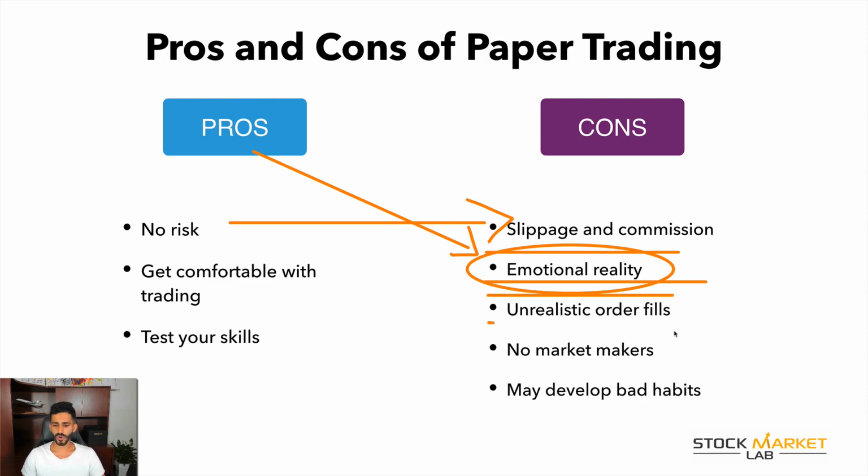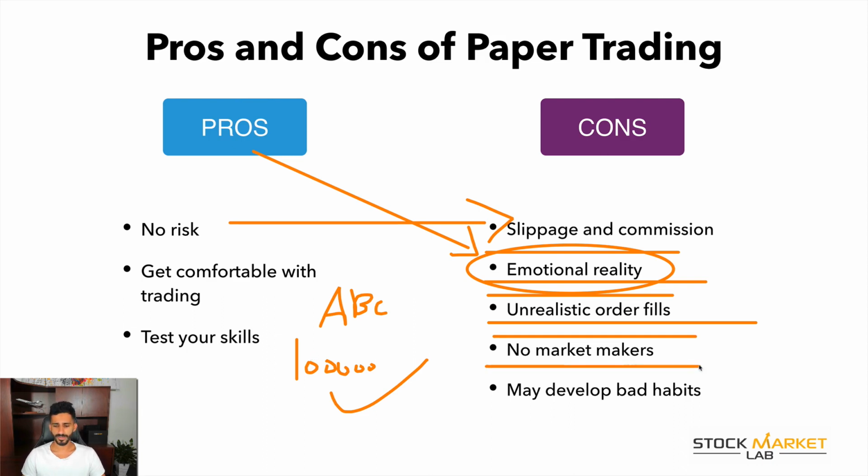Next, unrealistic order fills. On a paper trading account, if you want to buy, let's say, 10,000 shares or 100,000 shares of stock ABC, you'll get them. On a real account, you have to actually buy them from a real seller. And no one might be selling 100,000 shares at that moment for that stock. So you might not get filled on a real account, but on a fake account or a paper trading account, you might get filled.